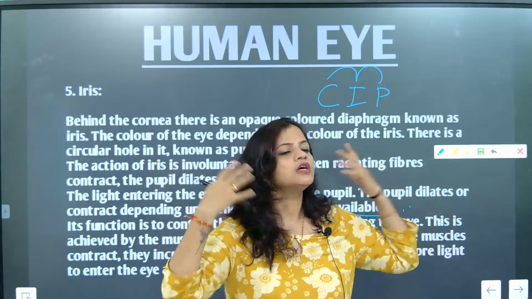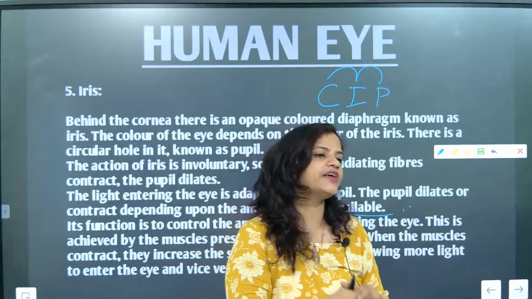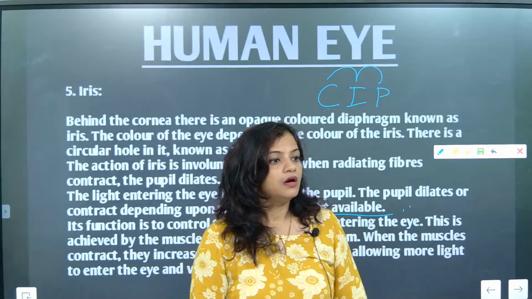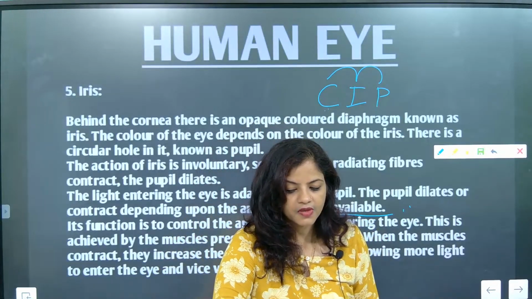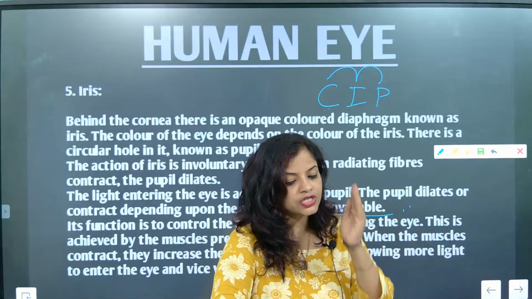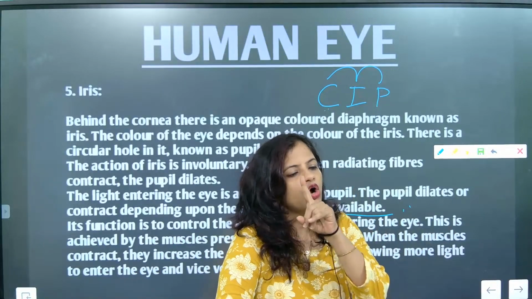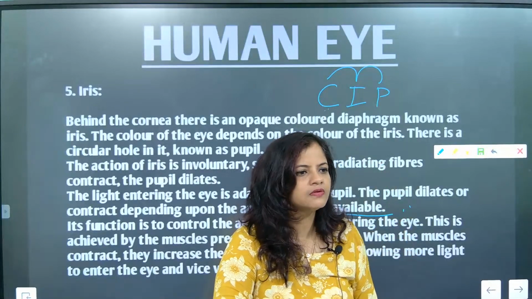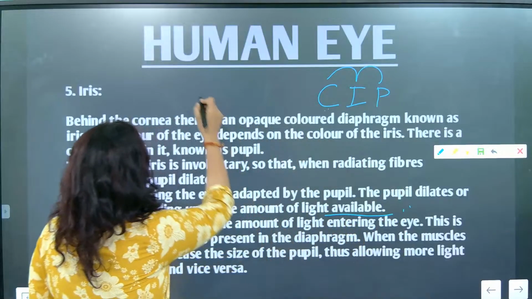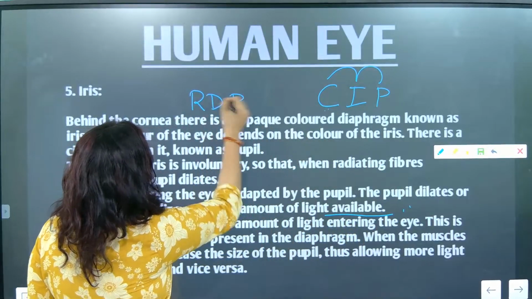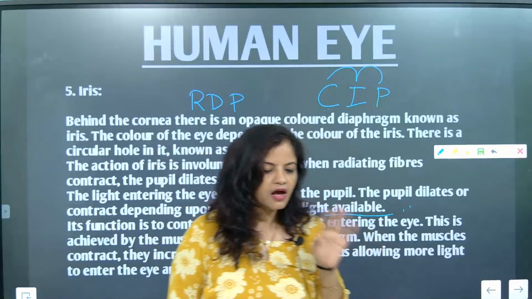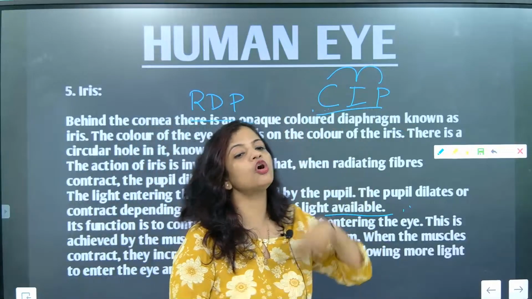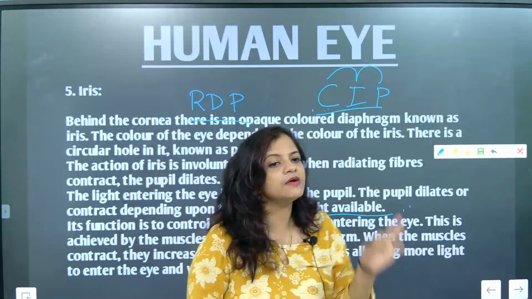Understood? So usually the contraction of the iris is done where? In a dark room. Relaxation is done where? Contraction of the iris, where? Dark room. Relaxation of the iris, where? Bright room. CID, CIP and RDP. Contraction of the iris will increase the pupil size.